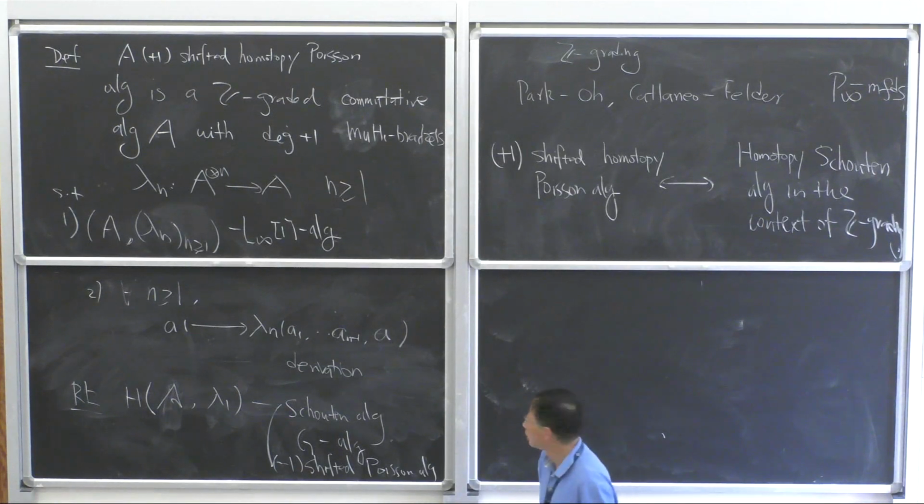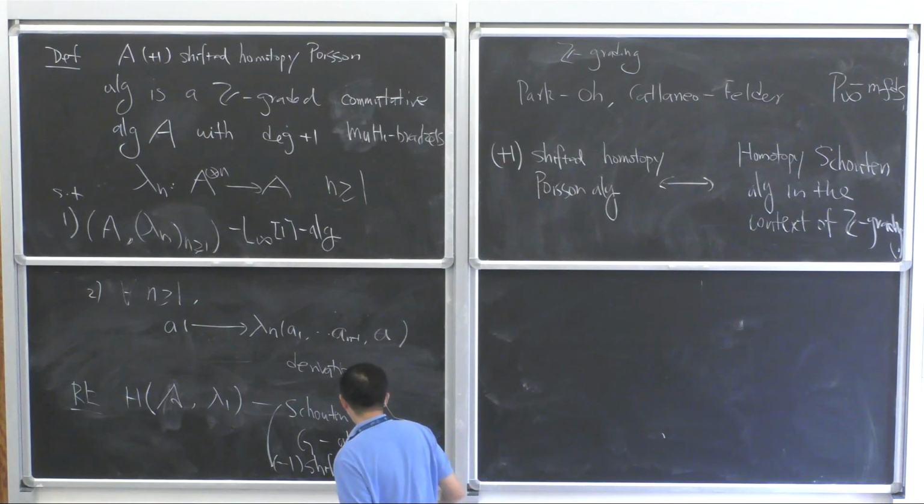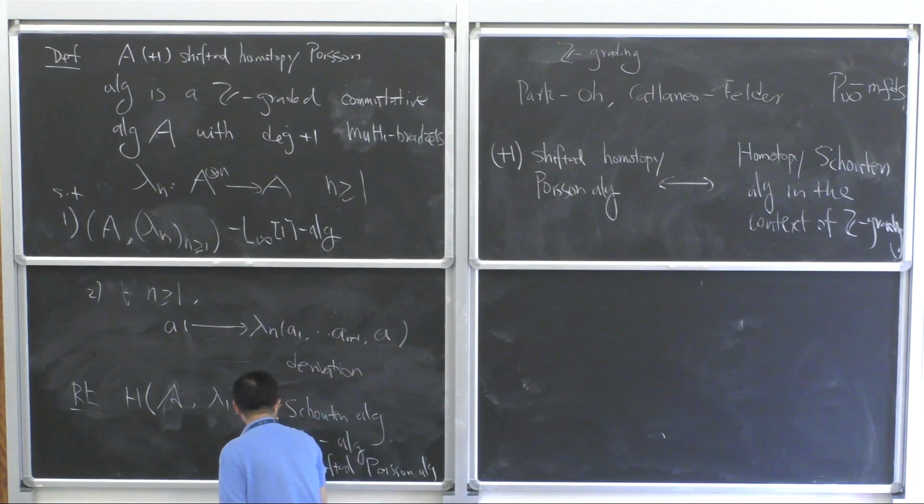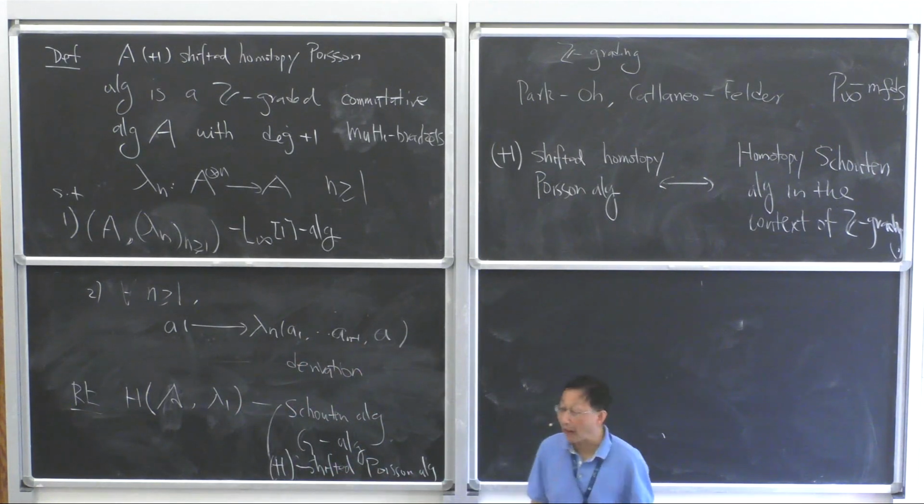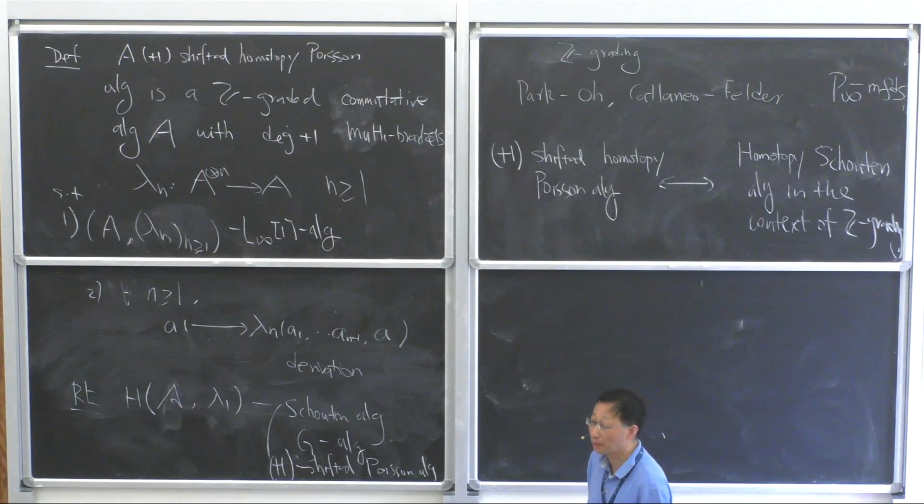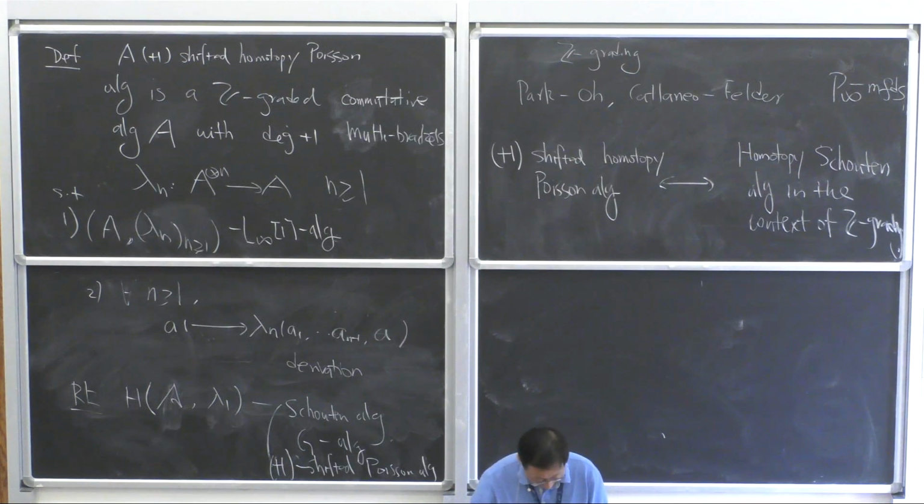Question? Sorry, I probably should be +1 because algebra is a +1. Yeah, the manifold is minus shift 1. Algebra is +1. The bracket should be degree -1. For some reason, the degree is -1.